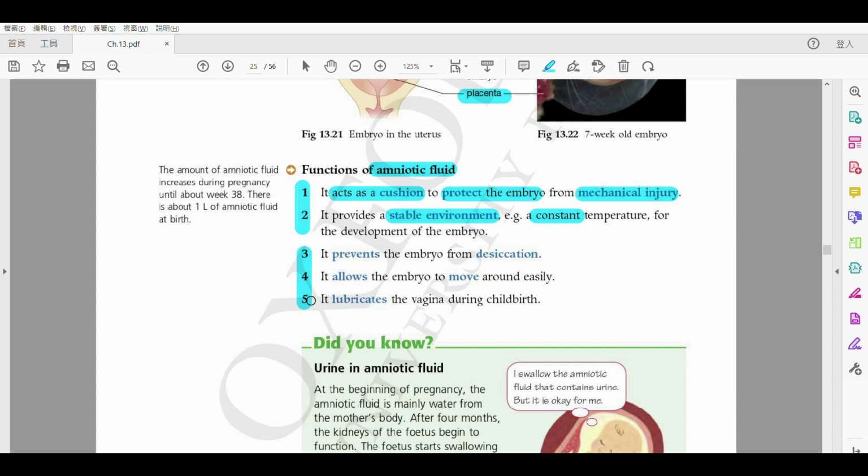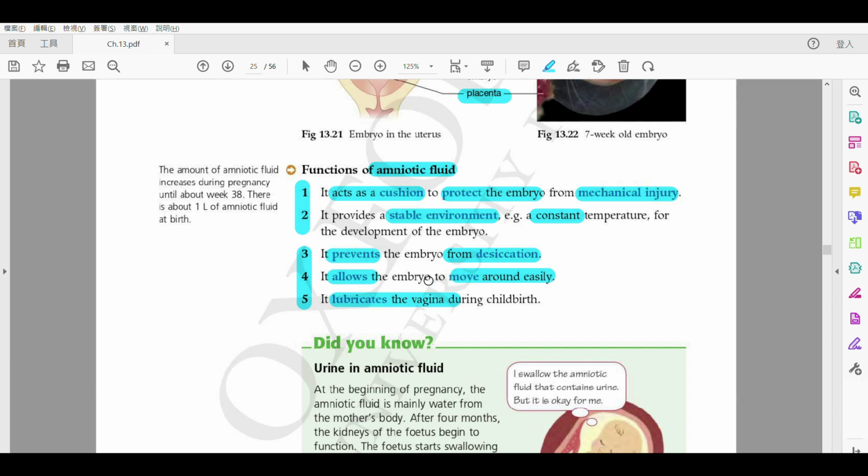So the next 3 we are going to focus on something more about the amniotic fluid, 係特別針對性少少㗎啦，alright, more specific to the amniotic fluid。咁就係點啊? Prevent from desiccation, desiccation 即係脫水，指多次啦。And then it allows it to move around more easily. And then lastly, 就係當母親去生仔嗰陣時，當佢分娩嗰陣時，it will lubricate the vagina. Okay, during childbirth. Lubricate the vagina.